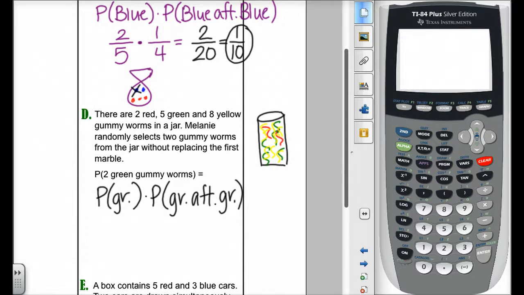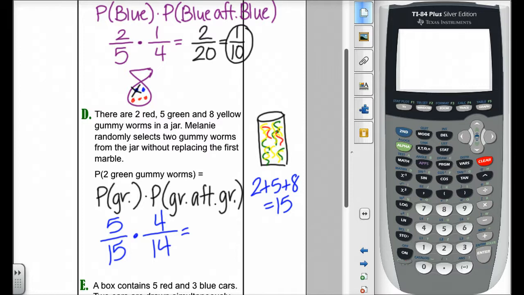So 2 plus 5 plus 8 is equal to 15 gummy worms that she has initially to choose from. And we have 5 green, and then if she chooses a green, we're now down to 4 green out of 14 total gummy worms. I'd prefer to simplify this ahead of time because it'll make my life easier. 5 and 15 are both divisible by 5, that gives me 1/3. 4 and 14 are both divisible by 2, giving me 2/7. I multiply through and I get 2 over 21. It's not simplifiable, so my probability is a 2 in 21 chance of selecting 2 green gummy worms.